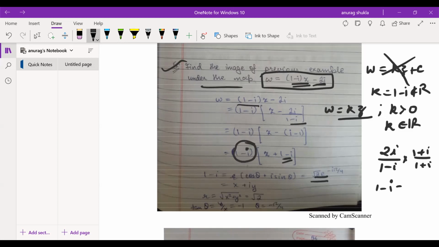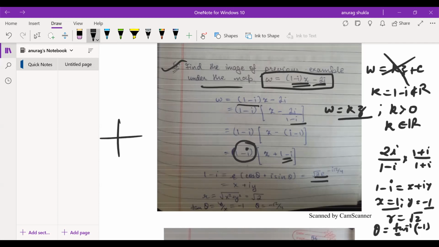So 1 minus i, if you compare with x plus iy, x is 1, y is minus 1. So r will be under root 2, the square root of x squared plus y squared, and theta: x is positive, y is negative, it means theta will be in the fourth quadrant. And tan theta is y by x, so it will be minus 1. There are two possibilities in the fourth quadrant. If you come from the anti-clockwise direction, it will be 315 degrees. If you come clockwise, it will be 45 degrees, because at 45 the value is 1, and due to the fourth quadrant it is minus 1.